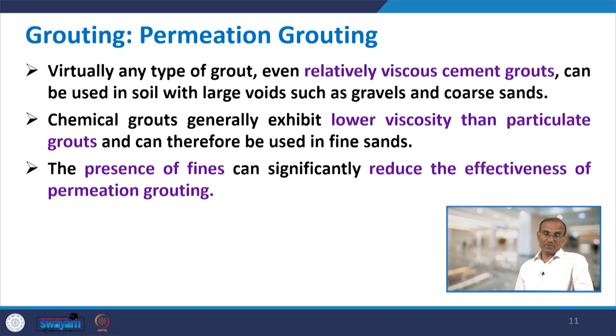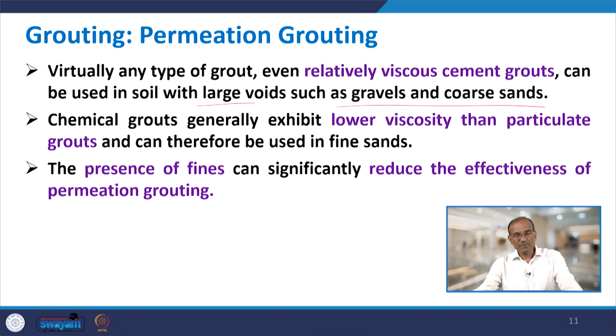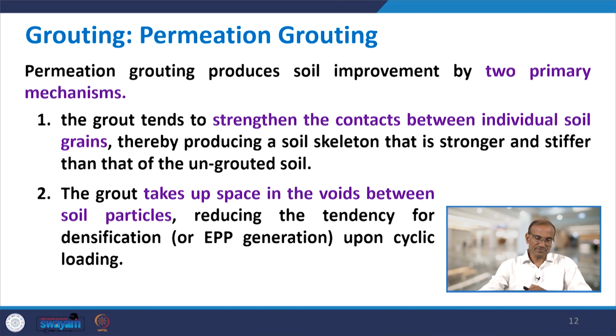Continuing with that, virtually any type of grout, even relatively viscous cement grouts, can be used in soil with large voids such as gravels and coarse sands. Normally, you have large voids inside gravels and coarse sands. Chemical grouts generally exhibit lower viscosity than particulate grouts and can therefore be used in fine sands. The presence of fines can significantly reduce the effectiveness of permeation grouting. If fines are present, they can reduce the effectiveness of this grouting system.